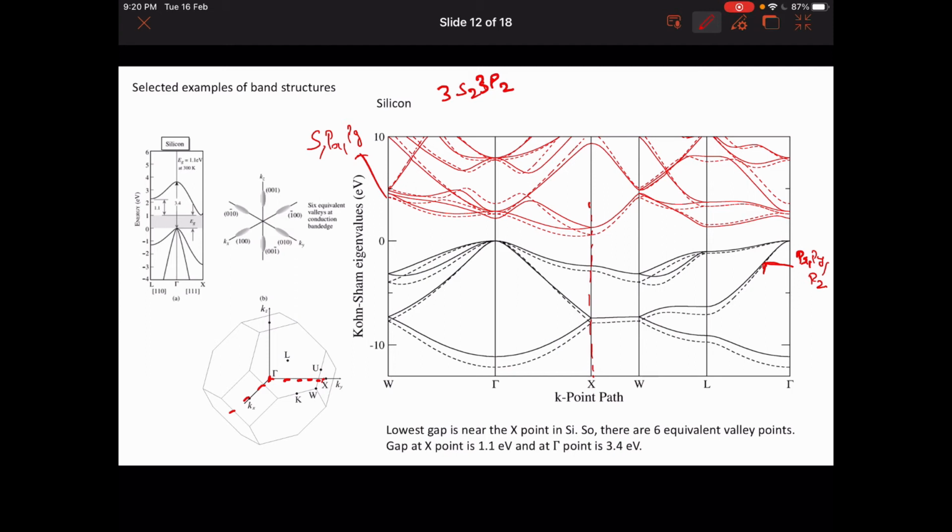So the smallest gap is between the conduction band and the valence band. The valence band is a band in which electrons are fully occupied, right, at 0 Kelvin, and the conduction band is the next lying band. The lowest energy level is not at the gamma point but at the x point, right? And you have 6 equivalent valley points, because you have this x at positive ky and negative ky. Similarly, you have positive kx and negative kx, positive kz and negative kz, right? So basically you have 6 equivalent valley points, and the gap at the x is about 1.1 eV. This is about 1.1 eV, and this is about 3.4 eV. So you have a much larger gap at the gamma point and a smaller one at the x point. This is the band structure of silicon.